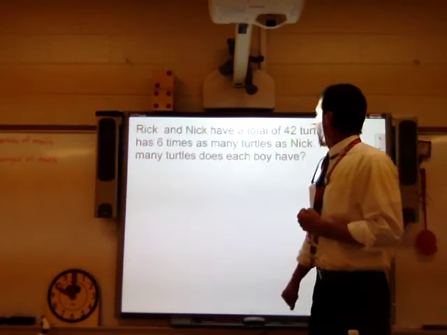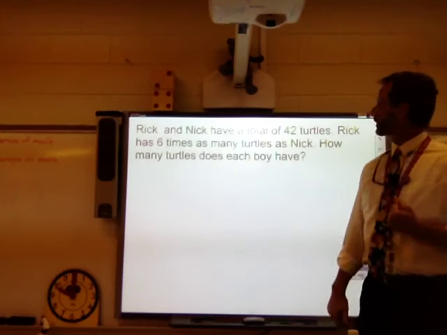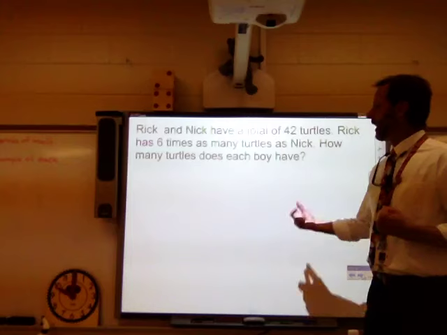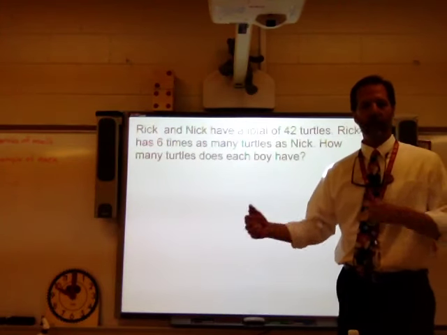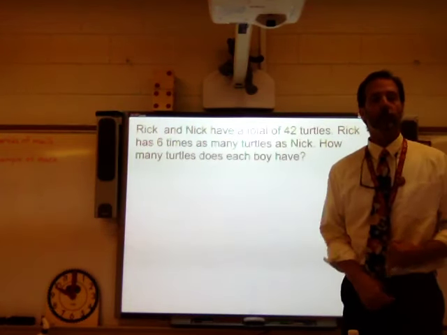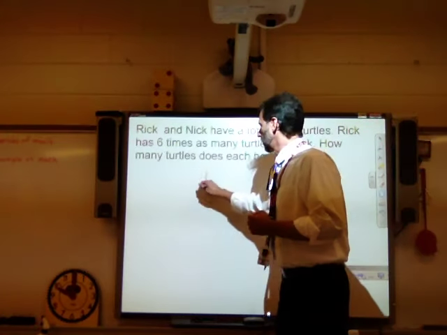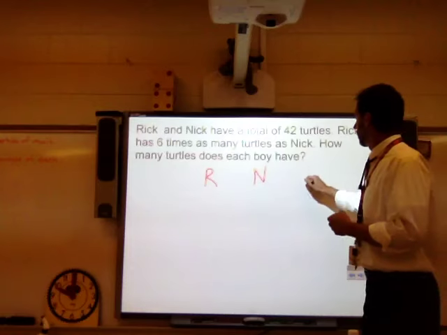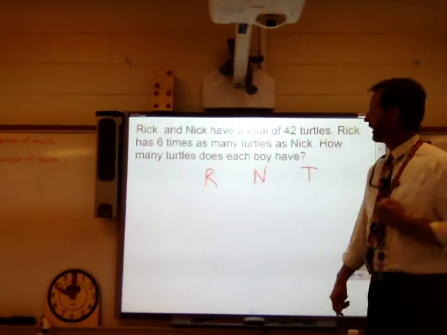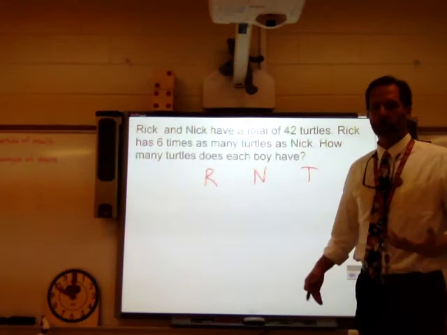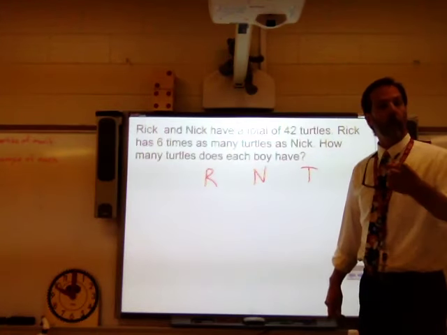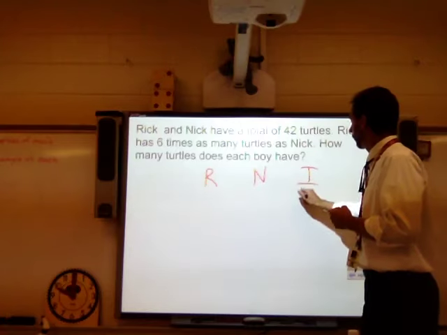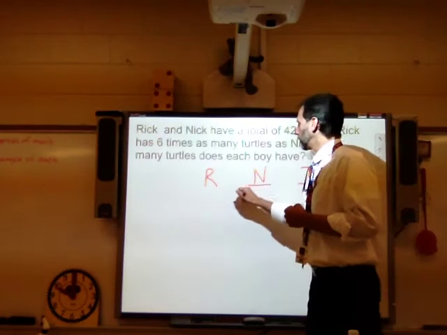Rick and Nick have a total of 42 turtles. Rick has 6 times as many turtles as Nick. How many turtles does each boy have? So, who's in the problem? Rick and Nick, and we want the total. Okay? What do we know? What has the problem told us? Right, it's giving us the total right here. Total of 42 turtles. So underneath total, I'm going to put the 42.